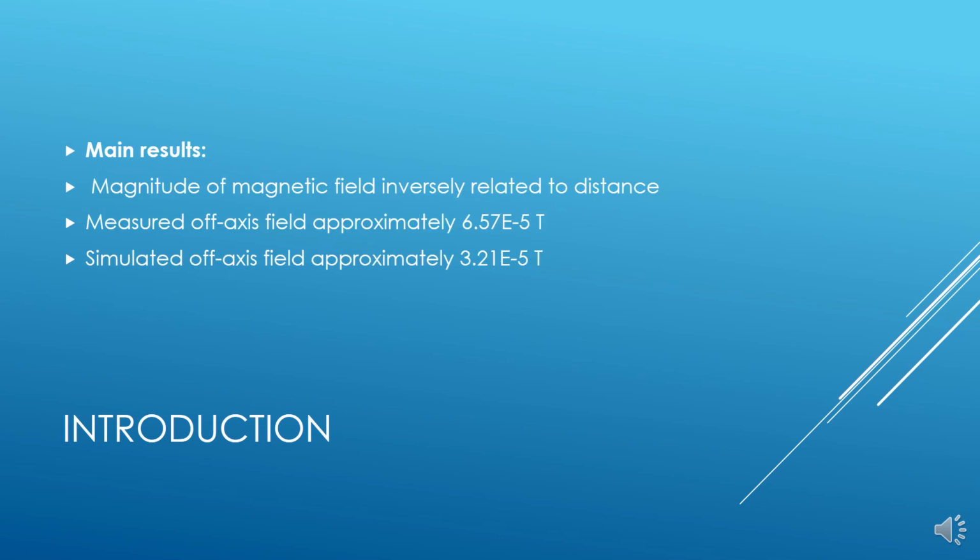The key takeaways from this lab were that the magnitude of the magnetic field was inversely related to the distance. The measured off-axis field was about 6.57 times 10 to the negative fifth, and the simulated off-axis field was about 3.21 times 10 to the negative fifth.